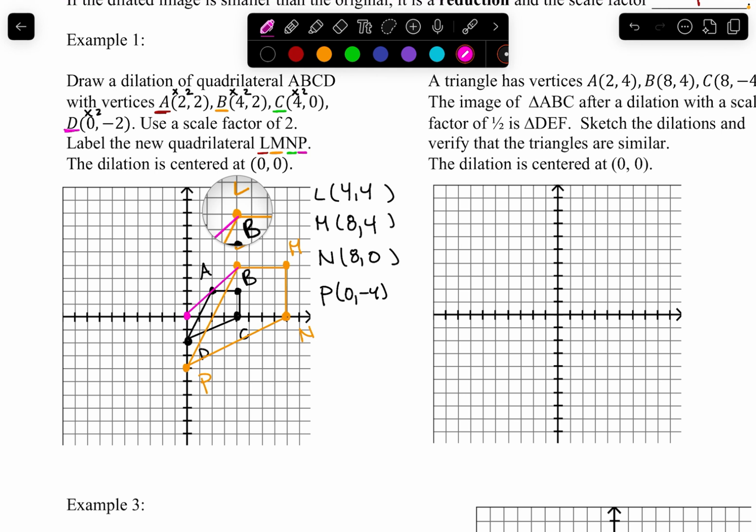So I am able to connect the two coordinates that go together, A and L. When I draw my line all the way to M, notice that it goes through B because B and M are supposed to go together. When I draw my line from the center to P, it goes through D. Those go together. And then when I draw my line all the way over to N, notice that it goes through C. So that's how I can kind of tell where my center of dilation is.